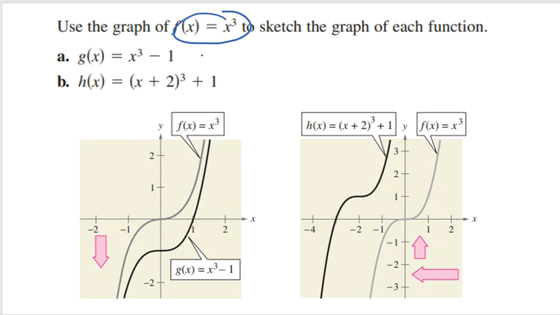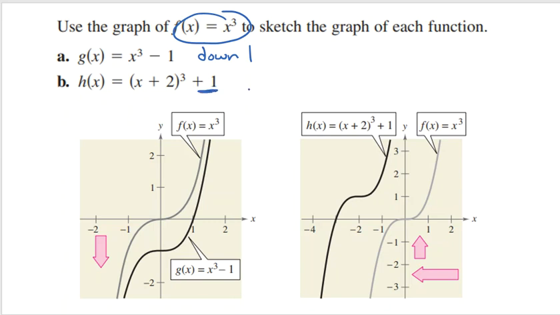So minus 1 on the outside, that's going to be down 1 unit. So here's a picture of that. In gray, we see the x cubed, the original parent function, and then we see that the whole graph got shifted down 1 unit. Very simple.